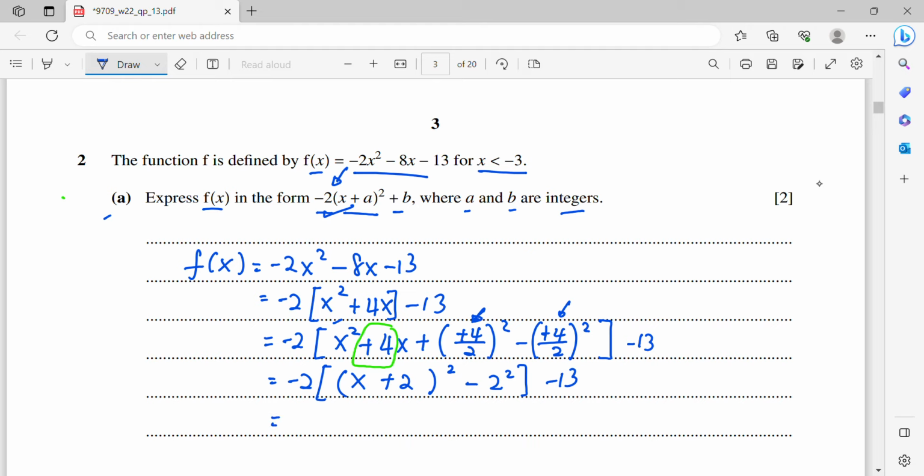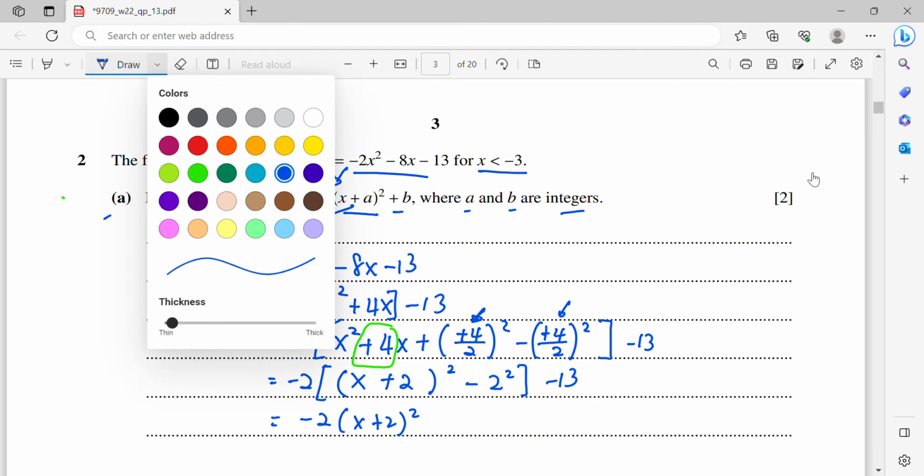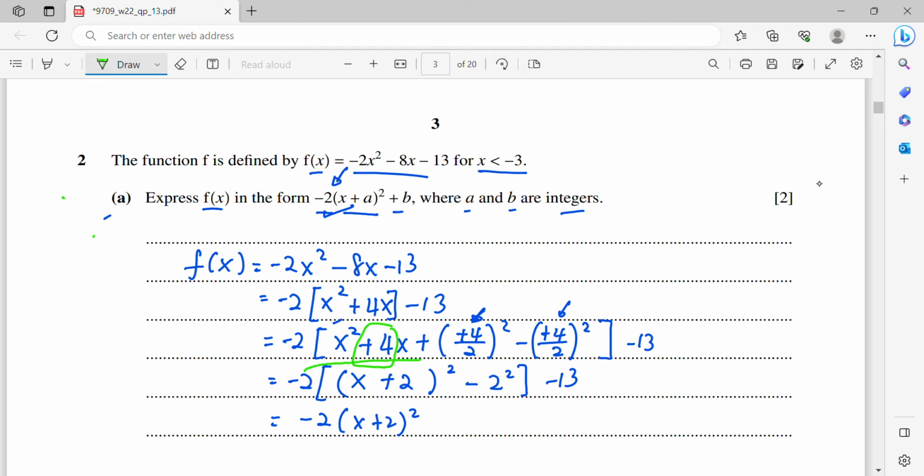So at last, just need to do the expansion. So minus 2 times x plus 2 squared, then this minus 2, right? This minus 2 multiplies with this negative of 2 squared. So 2 squared is 4. So minus 4 times minus 2, it becomes plus 8. So I will get plus 8, then minus 13. So at last, for the final answer, you'll be getting minus 2 times x plus 2 squared. So plus 8 minus 13 is basically minus 5. So that's the solution for 2a.